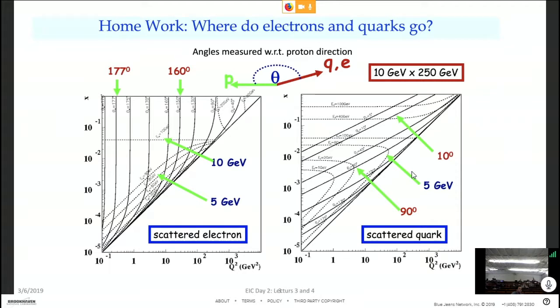Okay, so that's typically the way to understand it. So stare at these things if you have not calculated them. It's very useful to know this. It will come back to us when we design the detector tomorrow. So this was for 10 on 250.